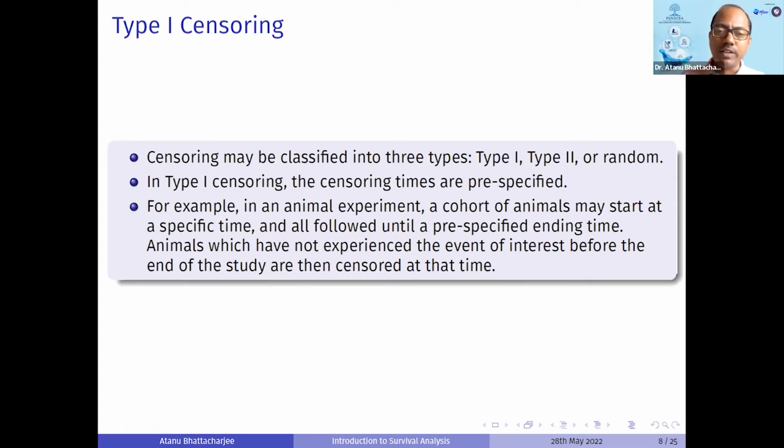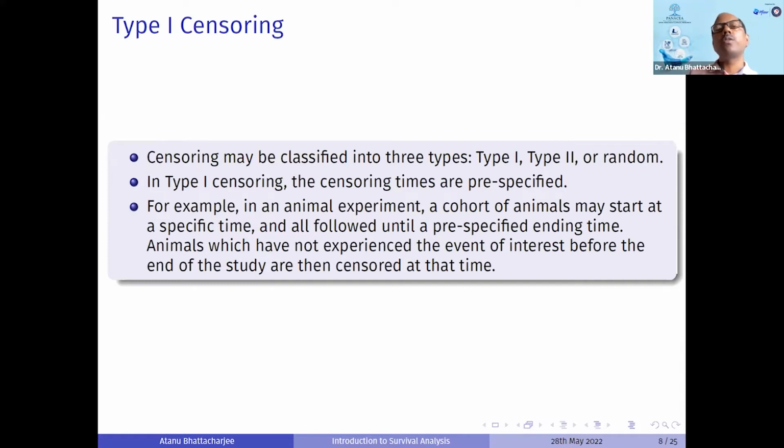Censoring may be classified into 3 types: type 1, type 2, and random censoring. Type 1 censoring is when the censoring times are pre-specified. For example, in an animal experiment, a cohort of animals may start at a specific time and all be followed until a pre-specified ending time. Animals which have not experienced the event of interest before the end of the study are censored at that time. So this is one example of type 1 censoring, an animal experiment.